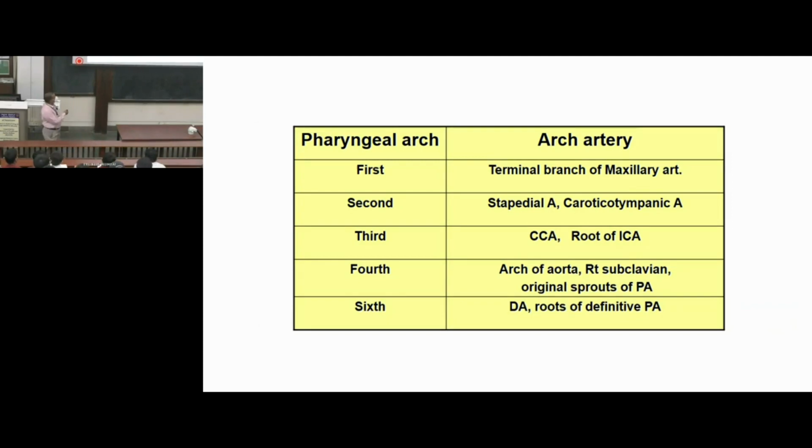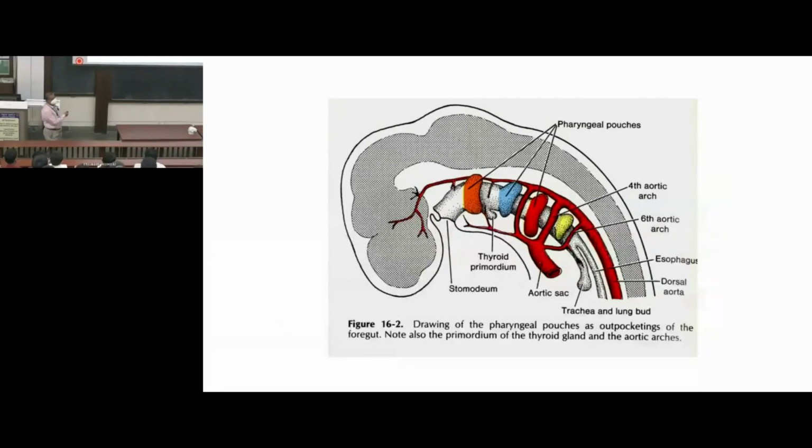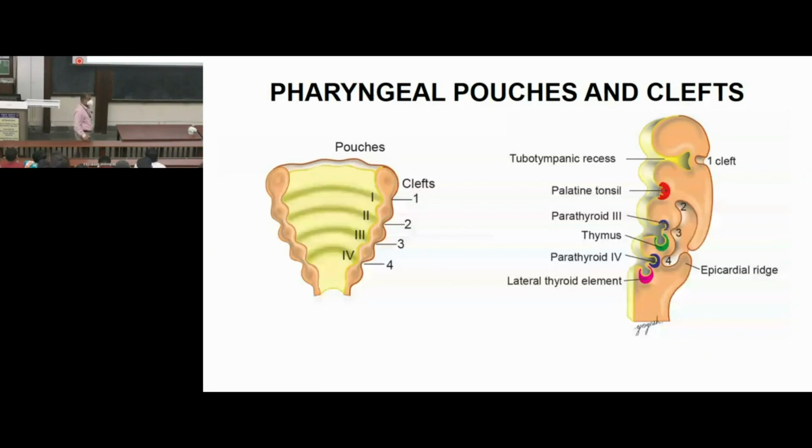This is a diagrammatic representation of the arteries. Okay. This is going to form the subclavian artery on the right side and the arch of the aorta on the left side. Sixth arch artery forms the pulmonary artery and ductus arteriosus. So much for the derivatives of the pharyngeal arches.